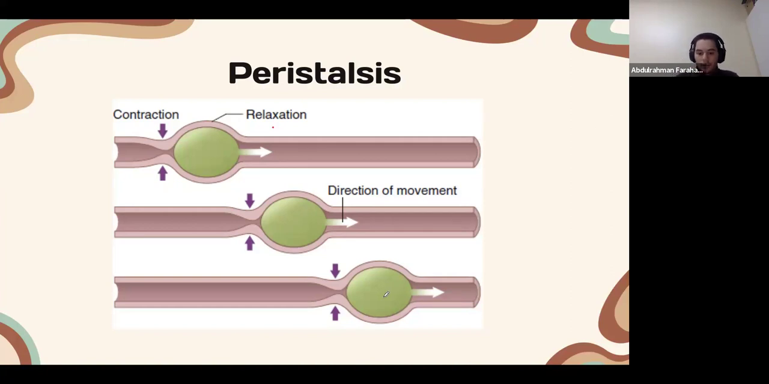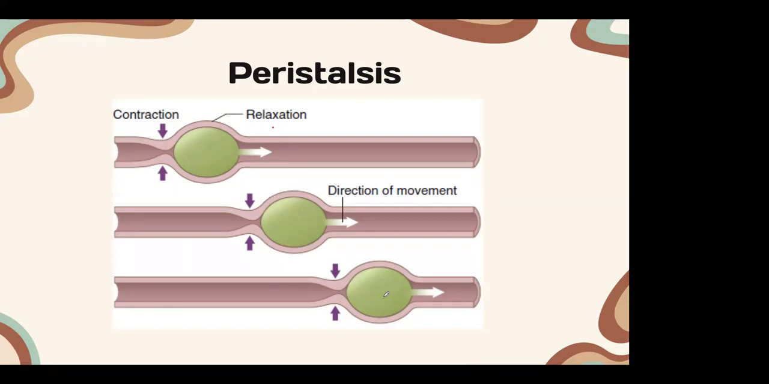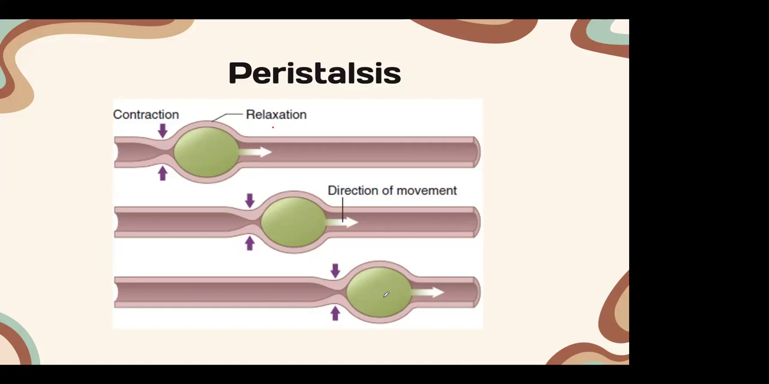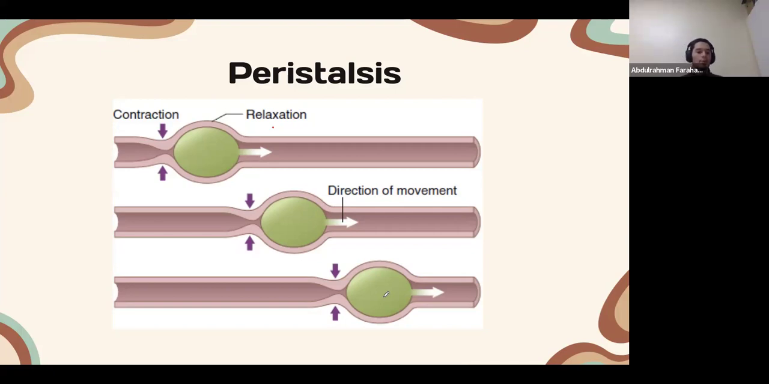So again, let's really quickly review this. What's the main function of the migrating motility complex? You would say to remove shed cells and bacteria, and remove any waste products or remaining undigested material. It would push it all the way toward the large intestine. Perfect. And now, what's the main function of the rhythmic segmentation phase? Mixing. So mixing of the material. And finally, what's the function of peristalsis?